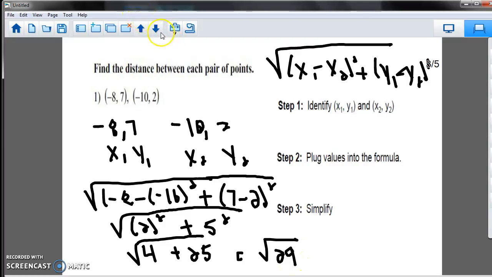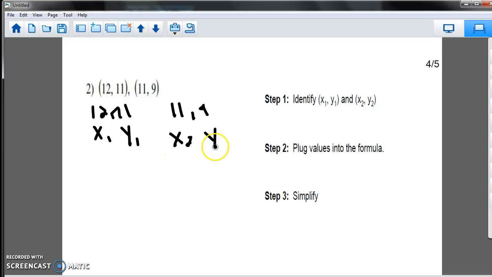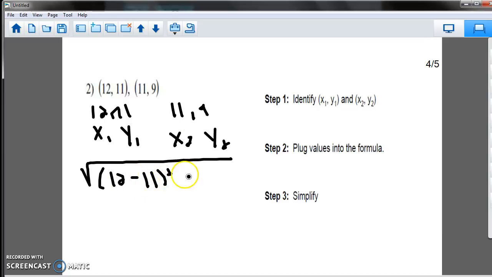So let's try another one. We're looking at this ordered pair, (12, 11). So this is x1, that's y1. (11, 9), so this is x2, and that's y2. So we're going to plug it into the distance formula. x1 was 12, so I'm going to do 12 minus x2, which is 11. And then I'm going to do y1, which is 11, minus 9, which is y2, squared.